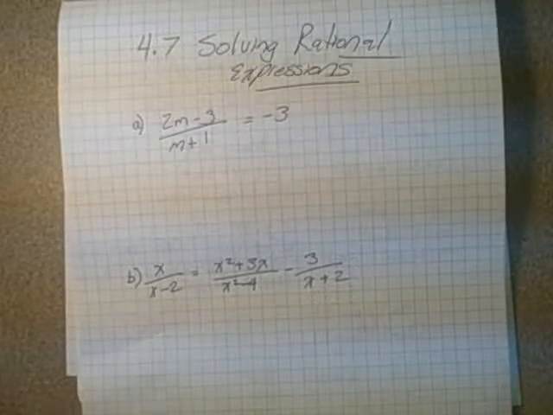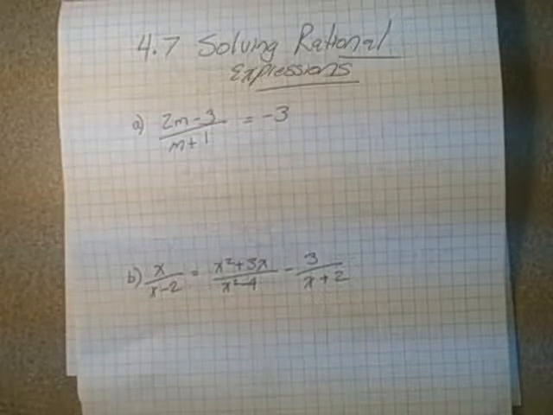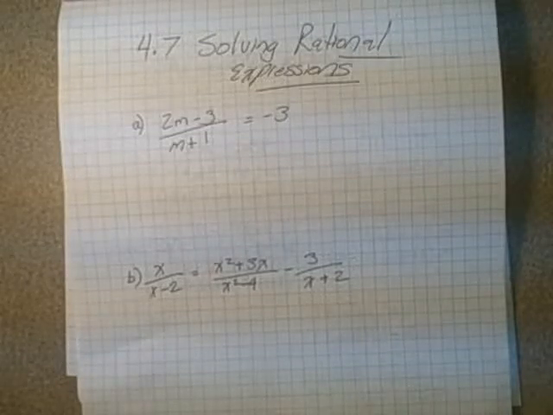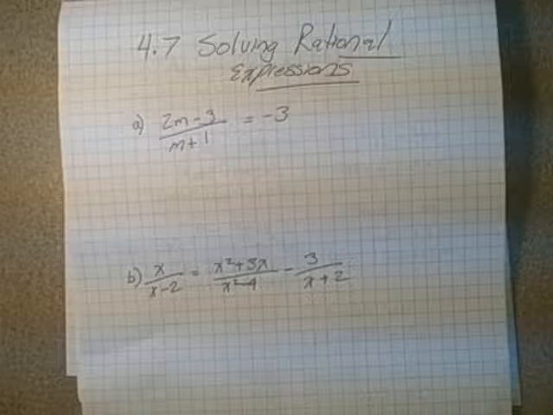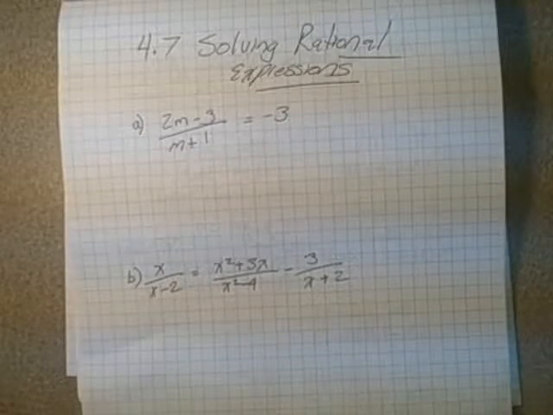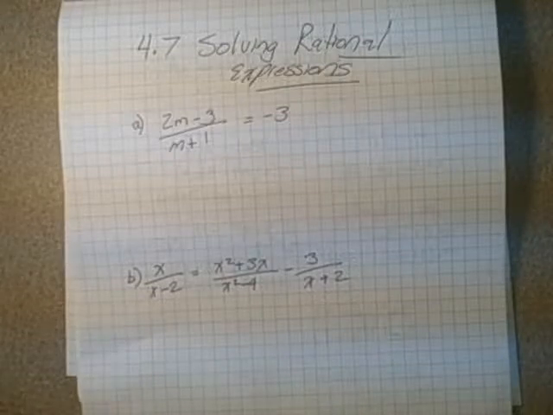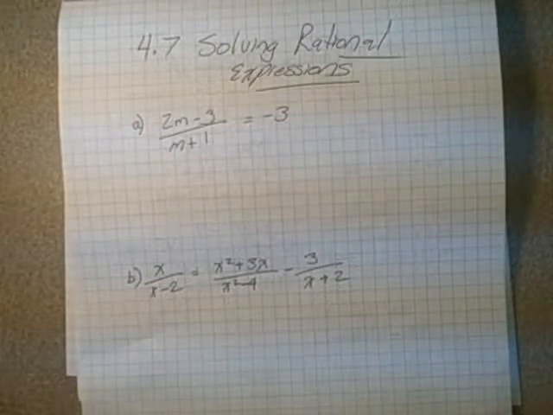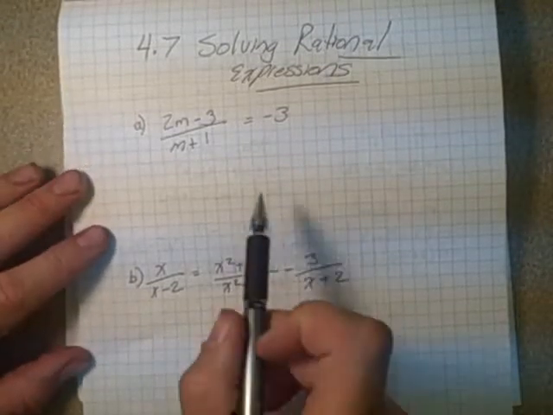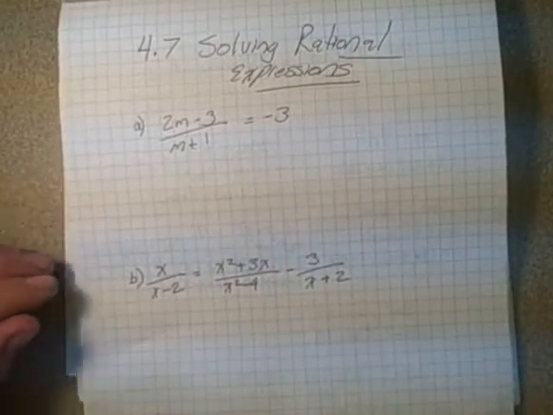Now with rational expressions, when you're solving them, you want to eliminate the fractions. If you remember back from solving in algebra in grade 9, you would always try to eliminate fractions by multiplying by a lowest common multiple. It's sort of similar to what happens in here.